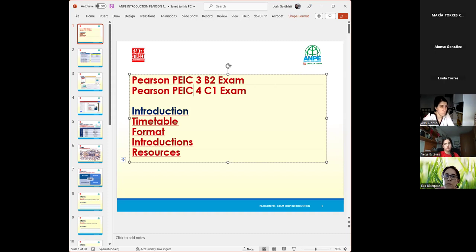Pearson 3 is B2 level, okay? That's B2 level. And Pearson 4 is C1 level. The format is exactly the same. There's no difference, except for C1, you have an extra 30 minutes to do the exam because it's more difficult. So you'll have to choose. You want to do C1, you want to do B2. I would advise you before the 1st of April, which is the date when you must tell me if you want to do the exam in May.